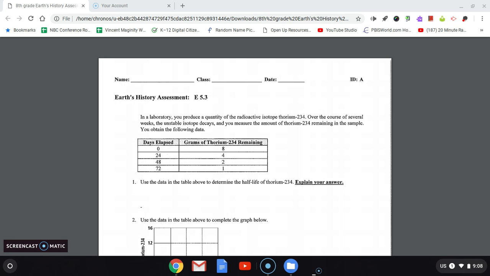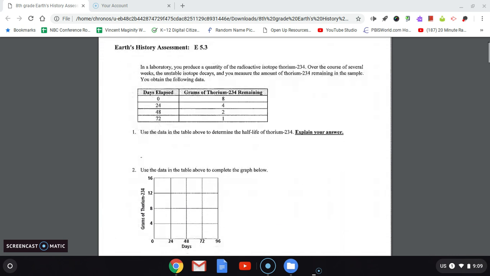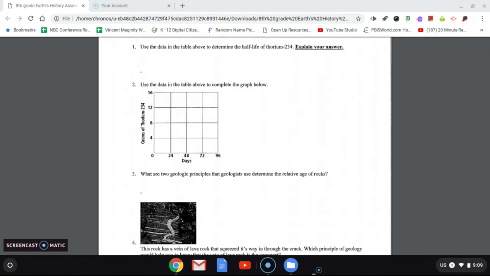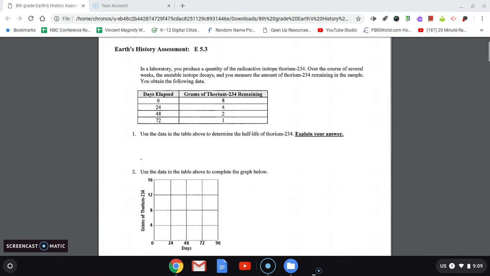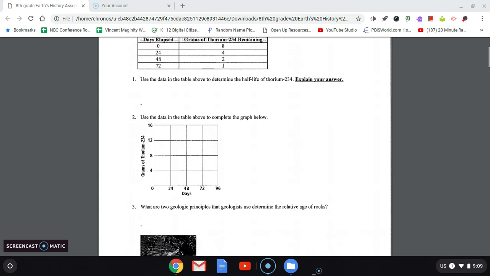Number 1, use the data in the table above to determine the half-life of thorium-234. Explain your answer. Number 2, use the data in the table above to complete the graph below. So you're going to use the days elapsed and the grams of thorium and plot them on the graph. So you might want to hit pause to do that.